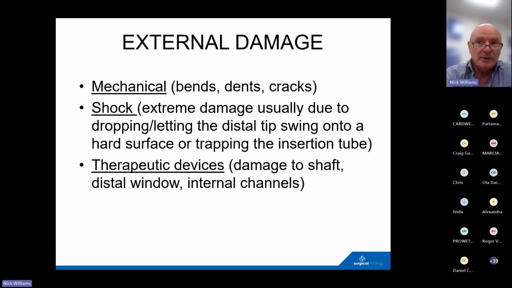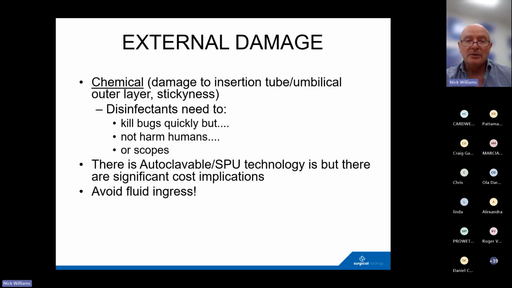It could be how you store it, trapping it in some kind of case. It can also be damaged from the inside out through therapeutic devices. An easy, simple example is a laser. If you're putting a laser into a scope and the distal tip of that scope is bent, and the laser fiber is quite sharp, as you're pushing it down it can potentially pierce that channel. Then next time you process it, you can get fluid in, and if that fluid gets to the chip, that can cause some problems. So it's external and internal potentially, and there's a lot of things that you can do to it.